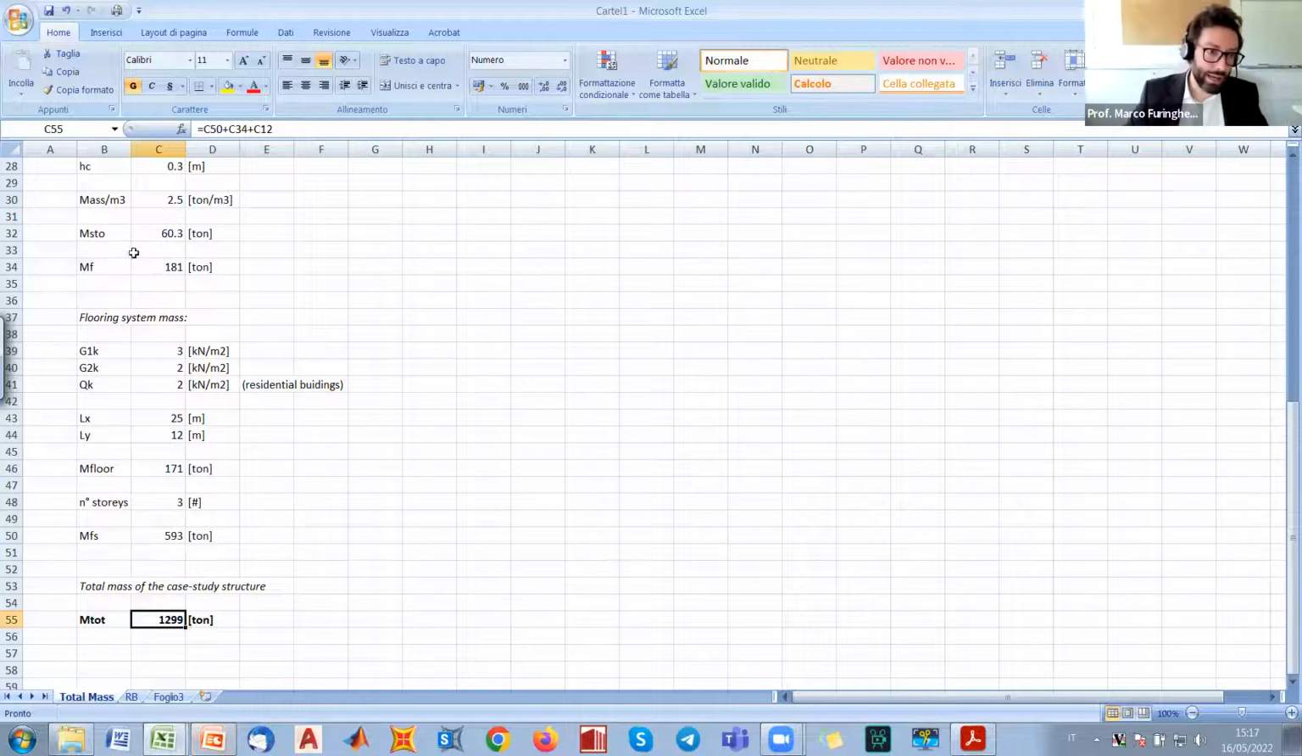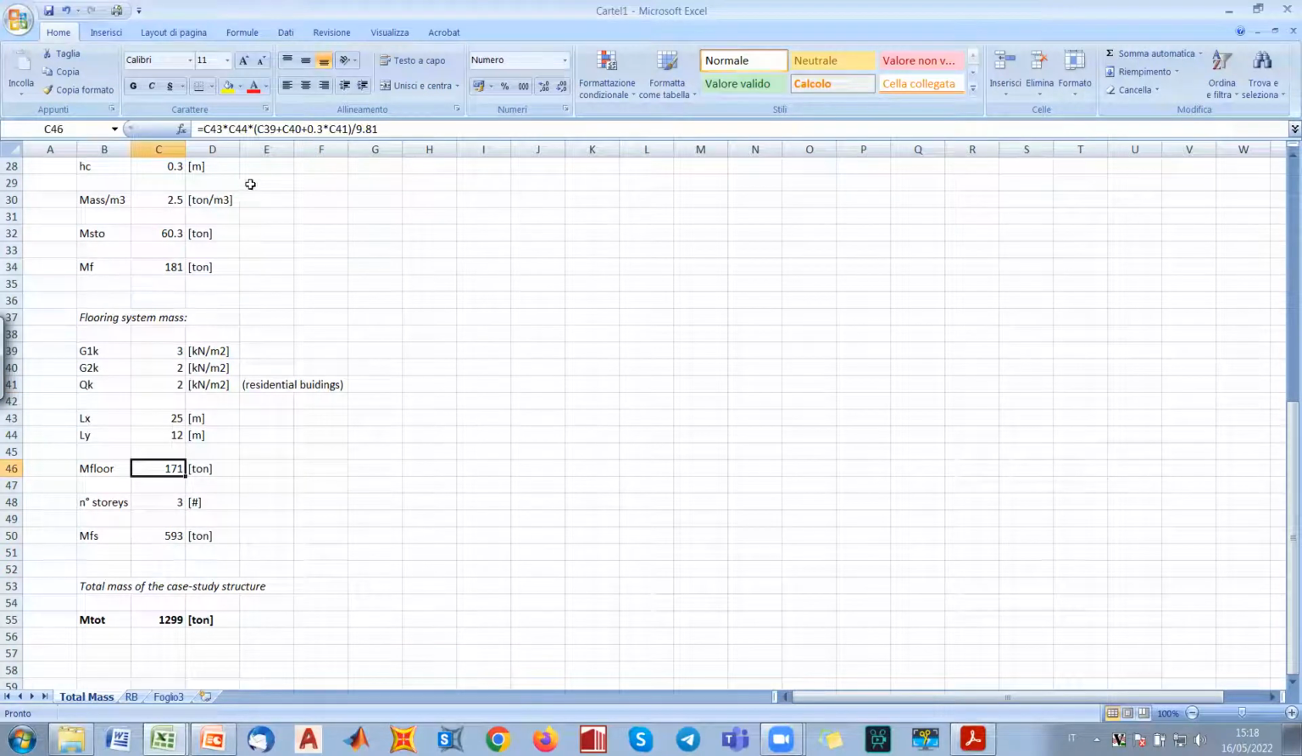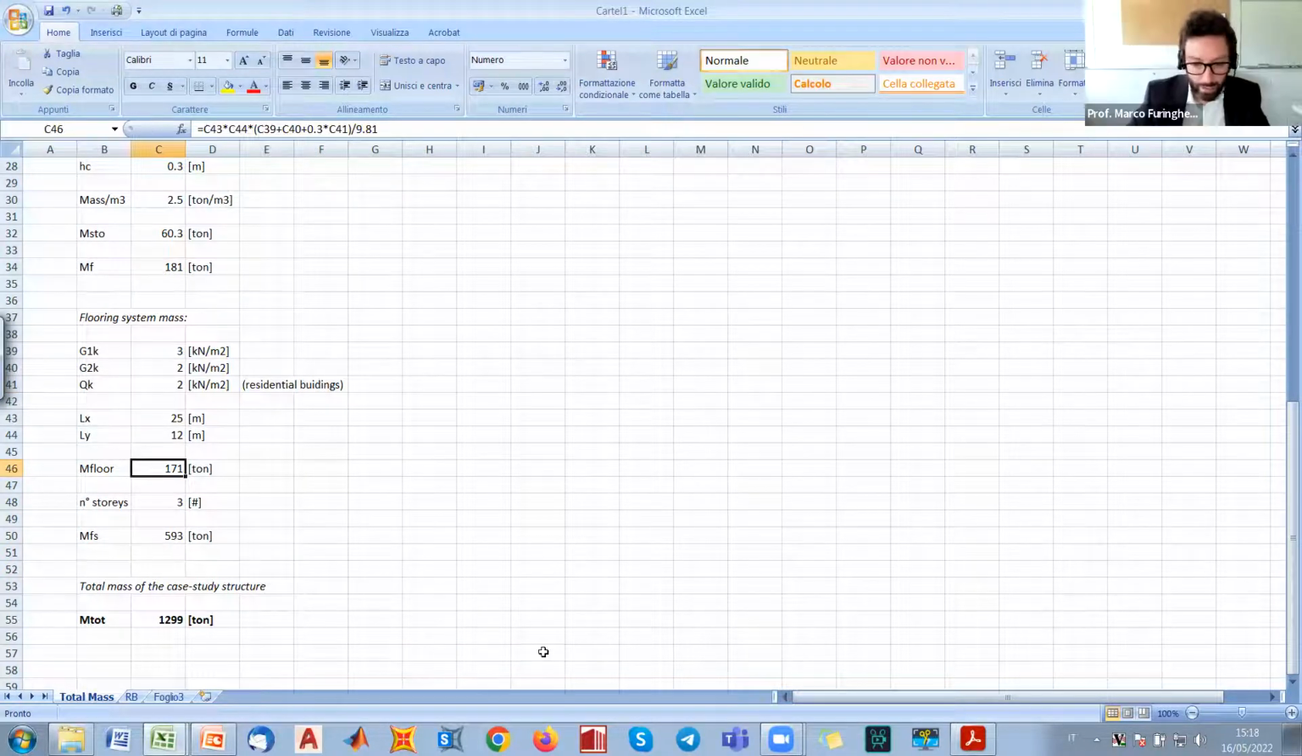Okay, and generally, here there is written 0.3, but in the Italian building code there is actually a name for that parameter. It is psi0, which is a partial safety factor for external loads, and depending on the usage and typology of the building, there is a different numerical value. For residential buildings, that parameter is 30%. So this is the reason why I consider 0.3 times the live loads.